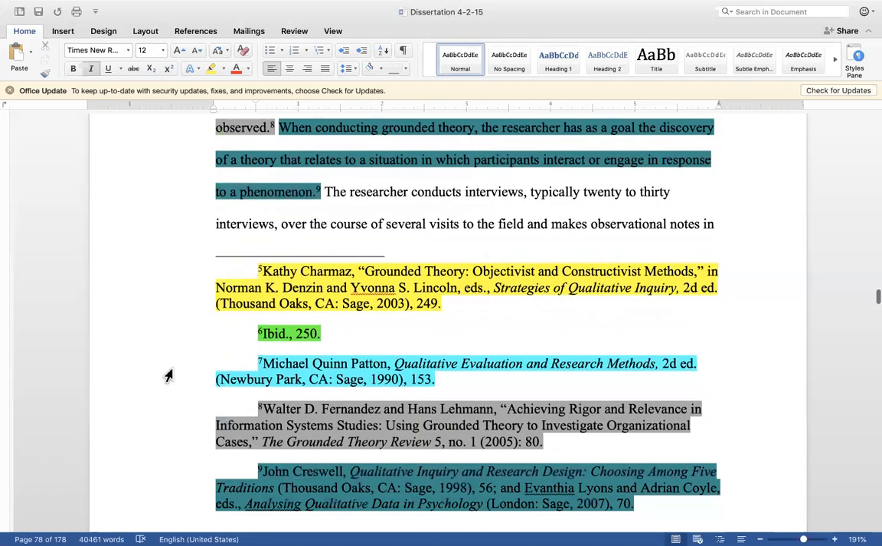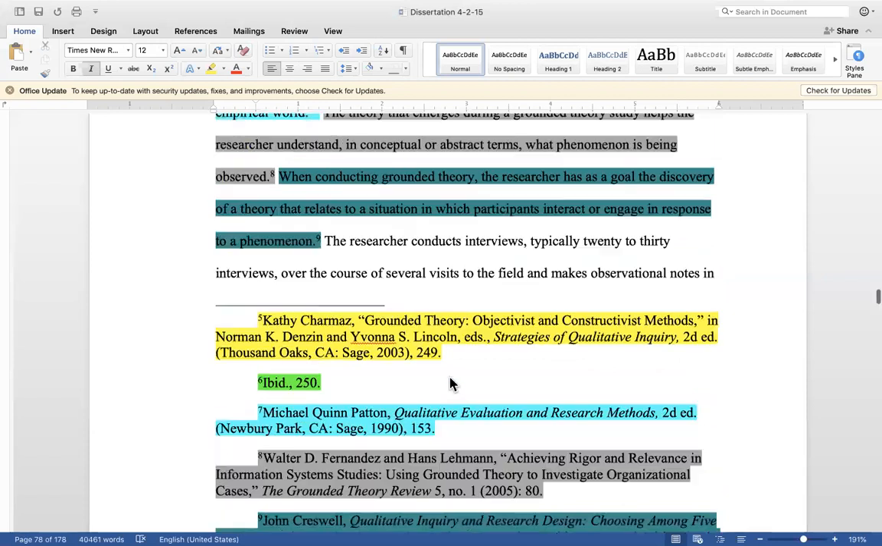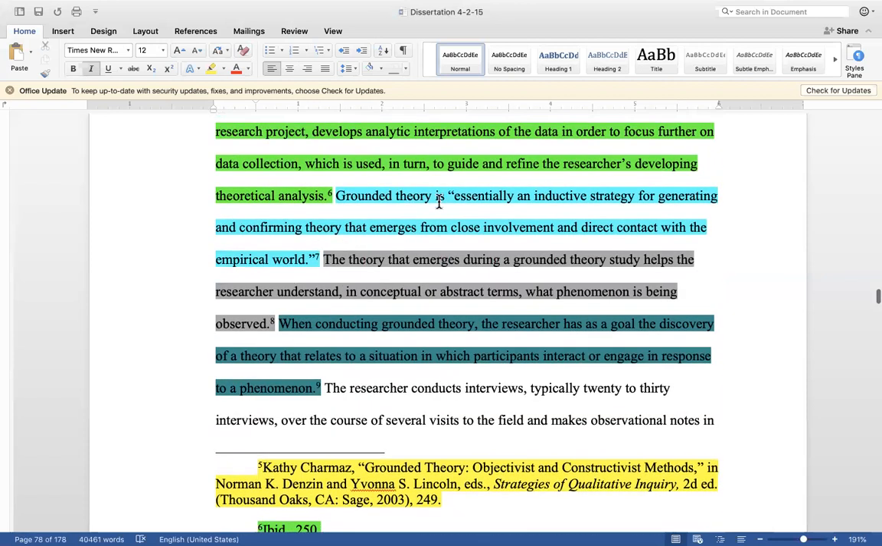So for footnote number 7, if the professor goes to page 153 of Michael Quinn Patton's book, Qualitative Evaluation and Research Methods, the second edition from Newbury Park, California, Sage, 1990, the professor will be able to see that exact set of wording. So the student is saying, look, I'm doing a direct quote. I'm directly quoting something that I read. And it's okay to do that from time to time as long as you include the quotation marks or the block quote, and as long as you put a footnote in there.